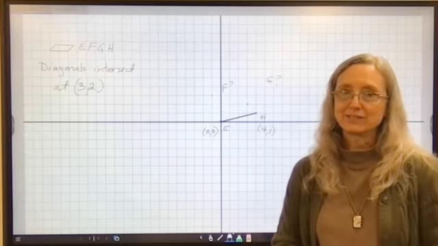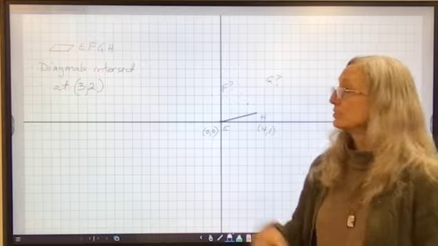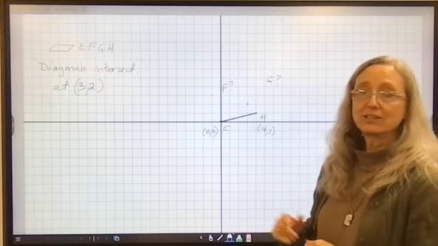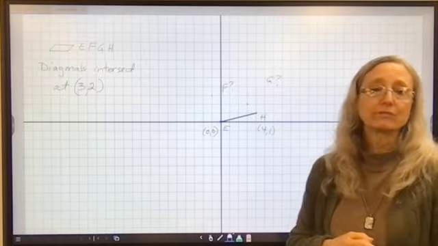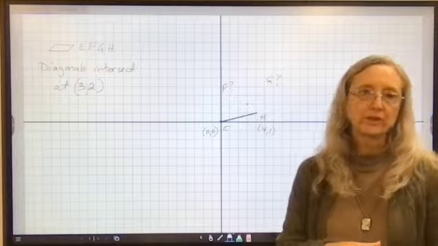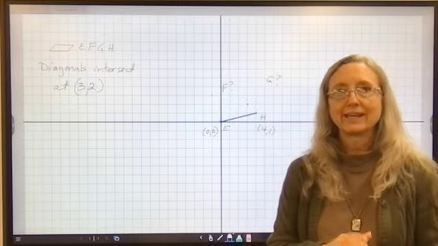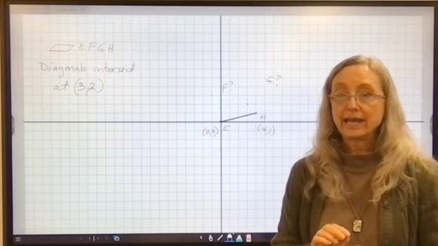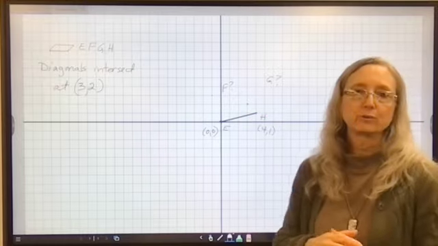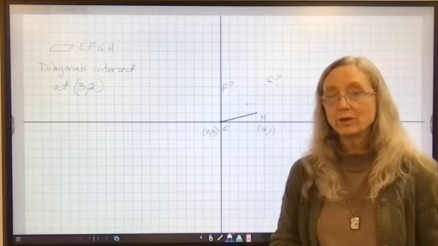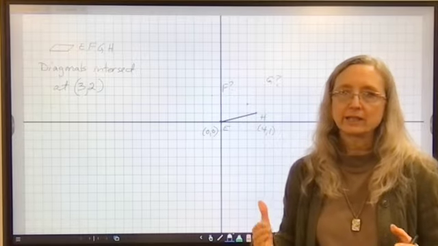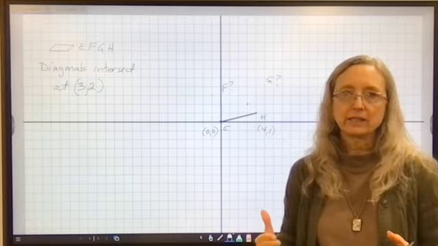Okay, here's a different type of problem. I'm told I have a parallelogram EFGH. E is here at 0, 0, and H is at 4, 1. Where is F and where is G located if the diagonals intersect each other at point T, which is 3, 2? So their point of intersection is 3, 2. How do I find the other two coordinates?